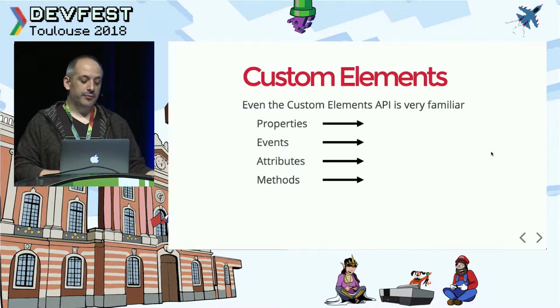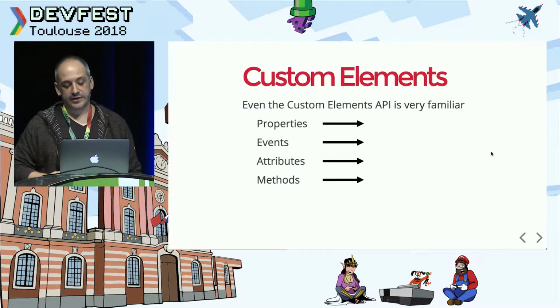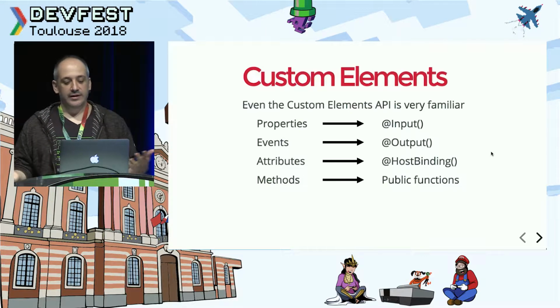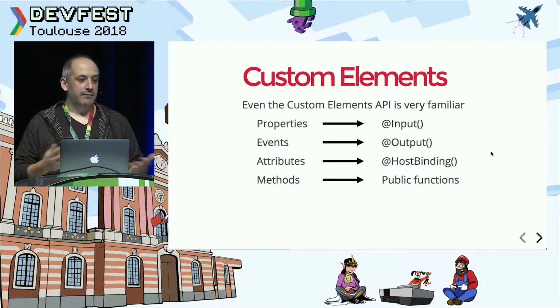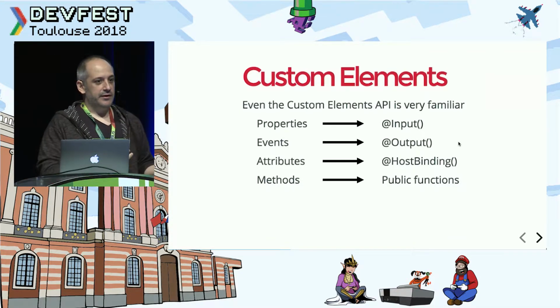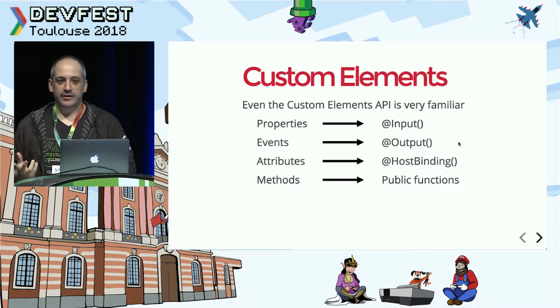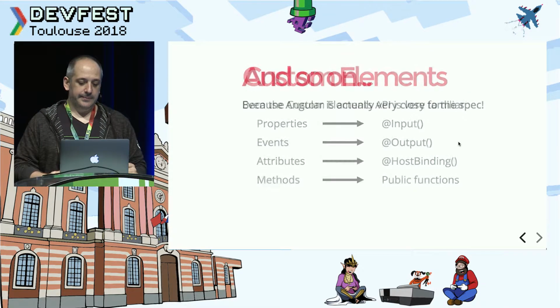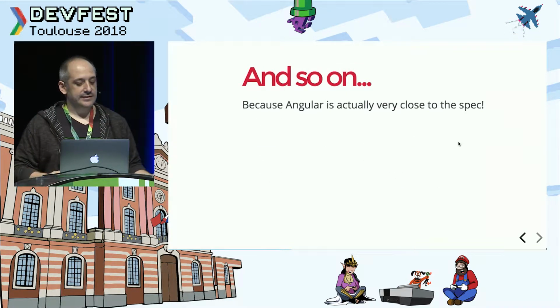So we have the properties, events, attributes, and methods, and this translated to Angular would be input, output, host binding, public functions. So if you are writing web components to write Angular, it's very similar. If you are writing Angular to write the web components, it's very similar. So and so on, as I said.